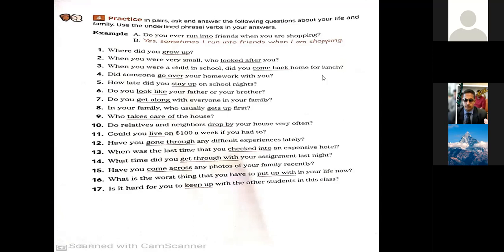Galal, yes, can you read practice 4? Here's the question. Practice in pairs. Ask and answer the following questions about your life and family. Use the underlined phrasal verbs in your answer. Imagine that you are the one who asks and the one who answers, okay? The question is already written in front of you. We'll start to write the answer directly, okay?